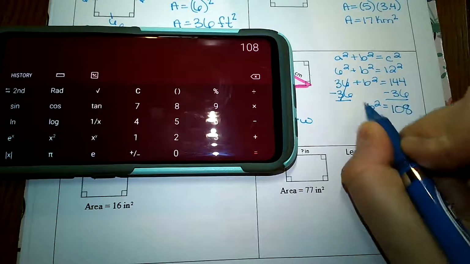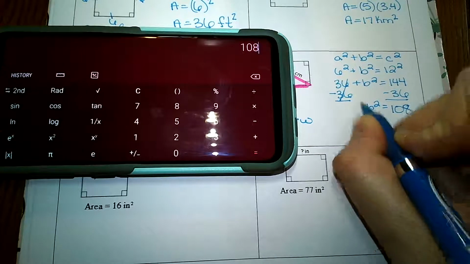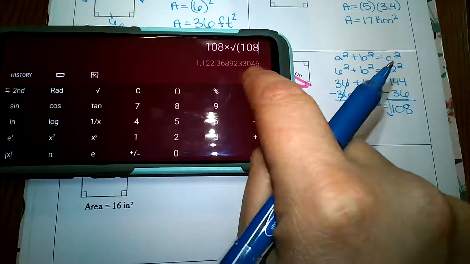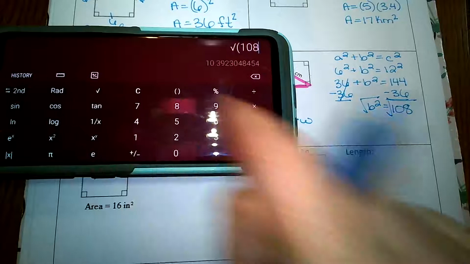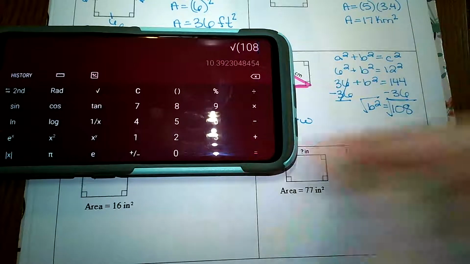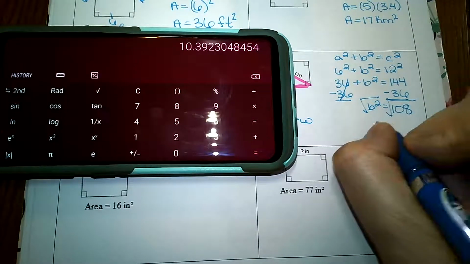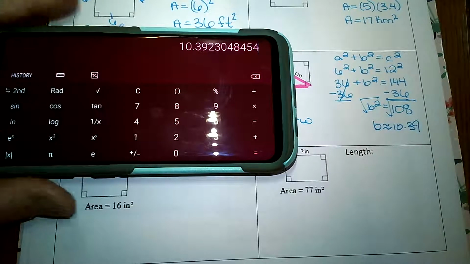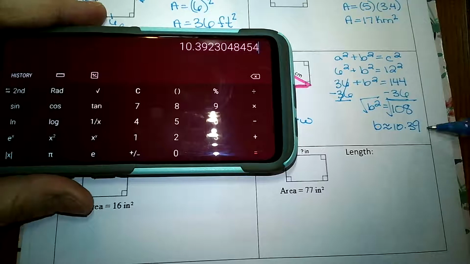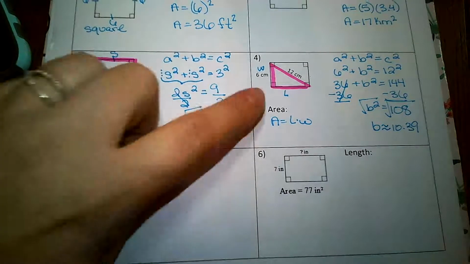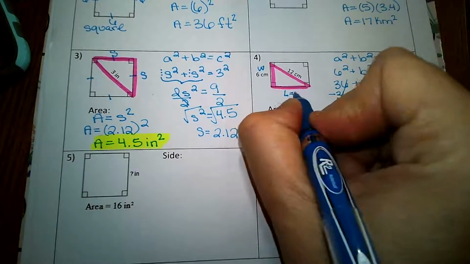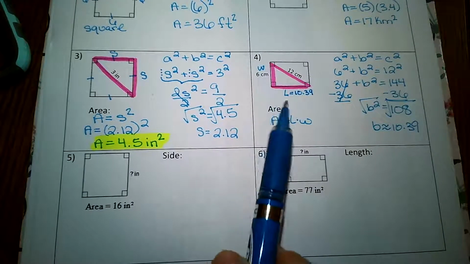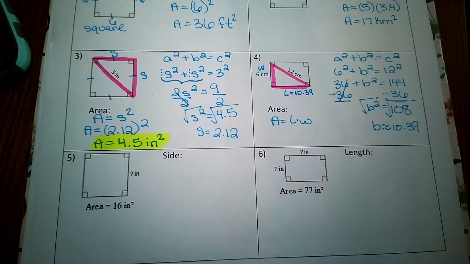And now I need to take the square root of that value so that I can get B all by itself. So square root of 108. Whoop, not an erase. Square root of 108. I'm getting 10.39. Okay, so now I can take this B value back into the picture for the length, 10.39. Now I have what it takes to find the area of this rectangle.